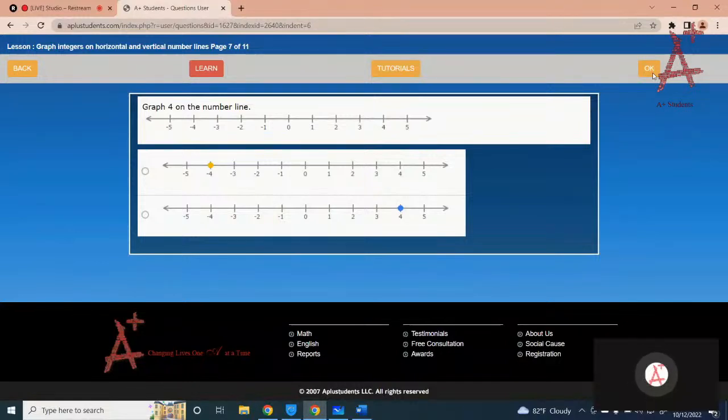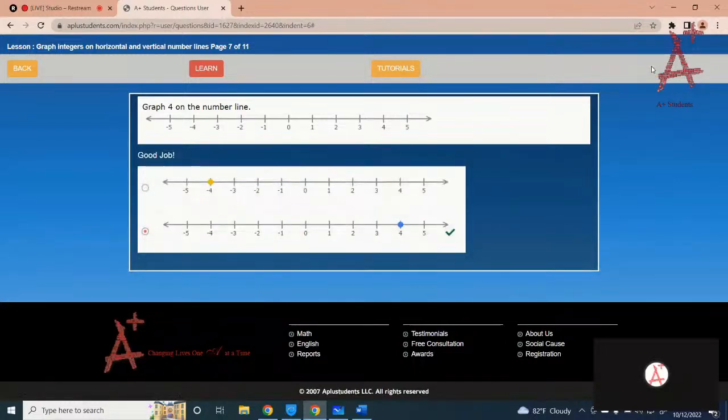Just write the answer once for every question. Got it? Okay, graph 4 on the number line. So which graph represents 4? The first one or the second one? The first one represents negative 4, but we are looking for the graph that represents 4. So second one is the correct option because it represents the positive 4. Got it? Select the correct option and click on the OK button.